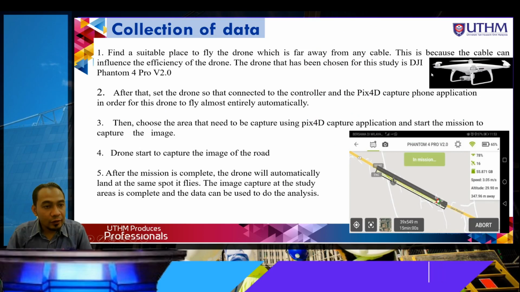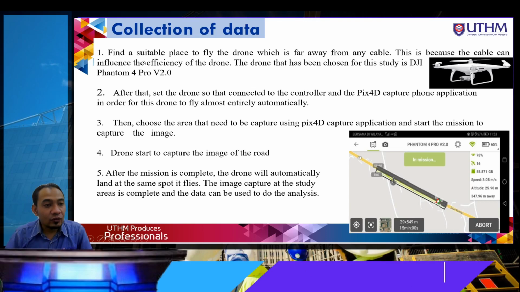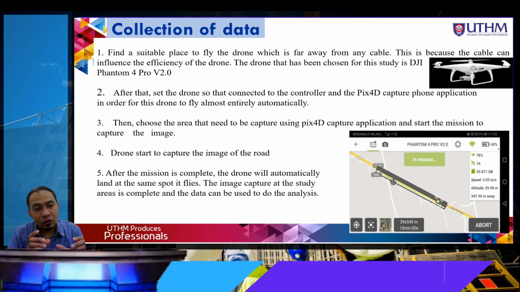For the collection of data, which is to map the study area, we use the DJI Phantom 4 Pro version 2. First, we need to find a suitable place which is far away from any cable, at least 3 meters. This is to make sure the drone will work properly and efficiently, and then the drone will fly safely.